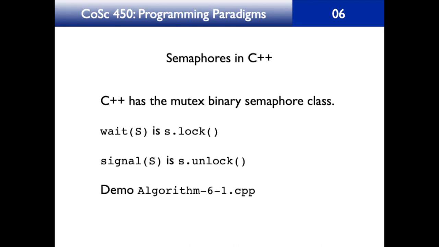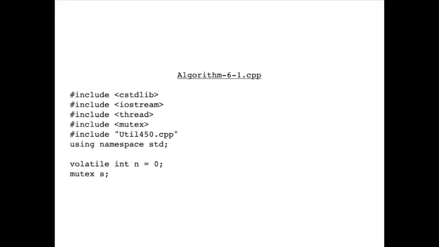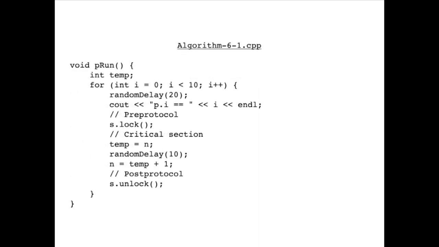Now, before we actually look at the demo, let's take a look at some code. So here is the declaration of the mutex. It's a simple built-in class called mutex, and here we have just declared s to be our little local mutex variable, and we have our usual volatile int n initialized to 0. And so here's the code for the process p. We have void p run, and we have our usual temp and our for loop that runs 10 times. We have a random delay of 20 here, with some cout statements to stream the value of i. And here again, the pre-protocol is s.lock, and then our critical section is temp gets n, and then we try to force some random delay in between temp gets n and n gets temp plus 1. And our post-protocol is s.unlock. So wait is lock, signal is unlock in C++.